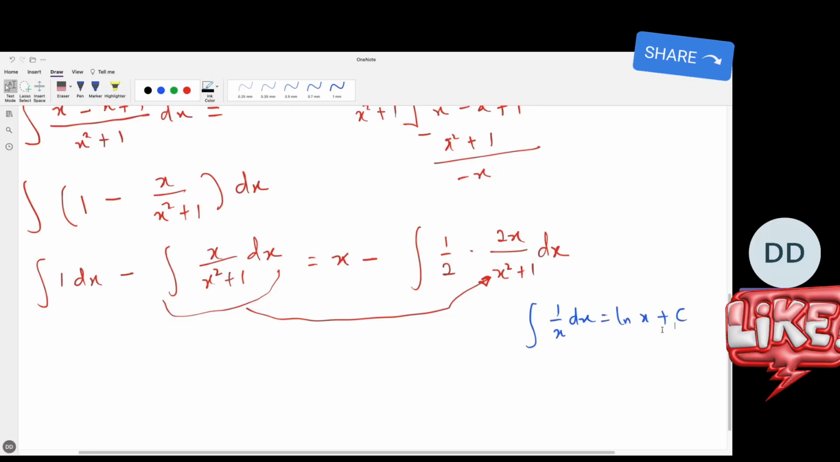Do we understand? This is your numerator. This is your denominator. Now, if you can differentiate the denominator and it gives you the numerator, it means that you have the natural log of the denominator. It will be the natural log of the denominator plus a constant if it is an indefinite integral. So if you look at this problem, you discover that in the denominator here, you have x squared plus 1.